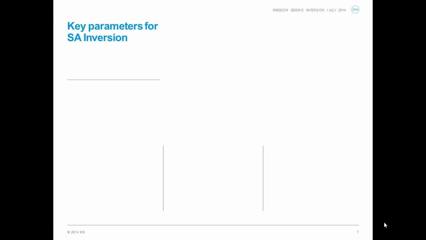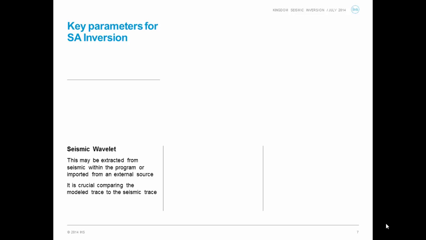So, SA inversion isn't an entirely push-button procedure. What are the key parameters for controlling the inversion? Well, first, most important, is the seismic wavelet, since we convolve this with each estimated reflectivity to give a synthetic trace we compare to the actual seismic trace. The seismic wavelet may be extracted from within the program itself, or you can import it from an external source. The wavelet is of key importance because we use this to compare the model trace to the seismic trace. A poor well-to-seismic tie will produce a poor inversion.